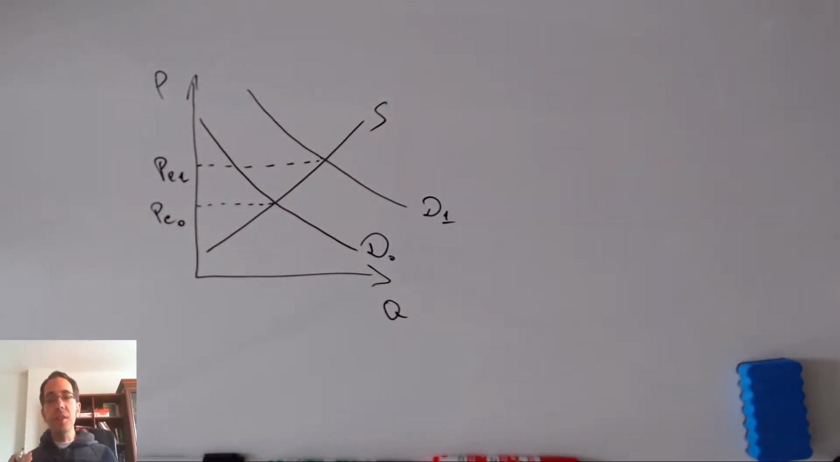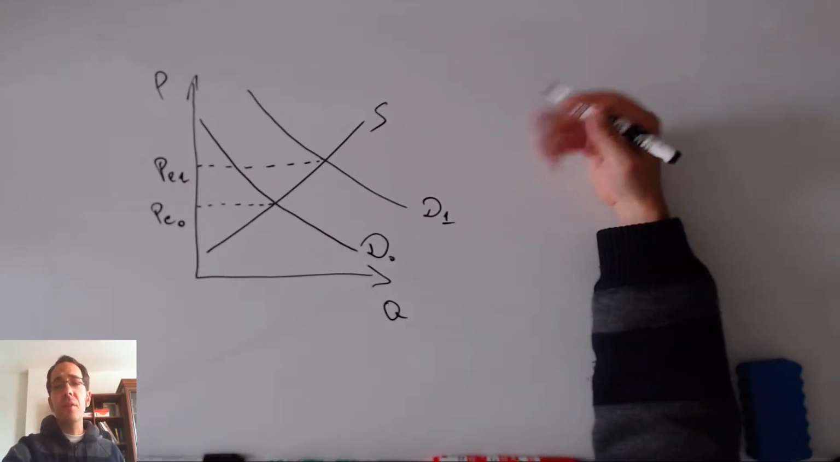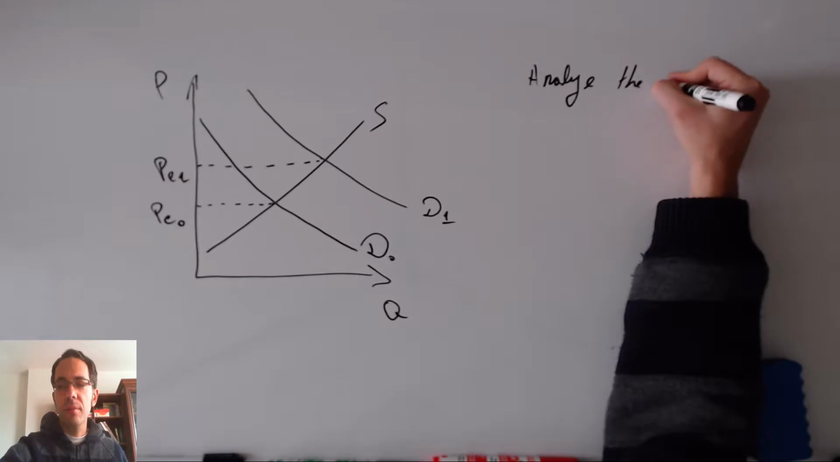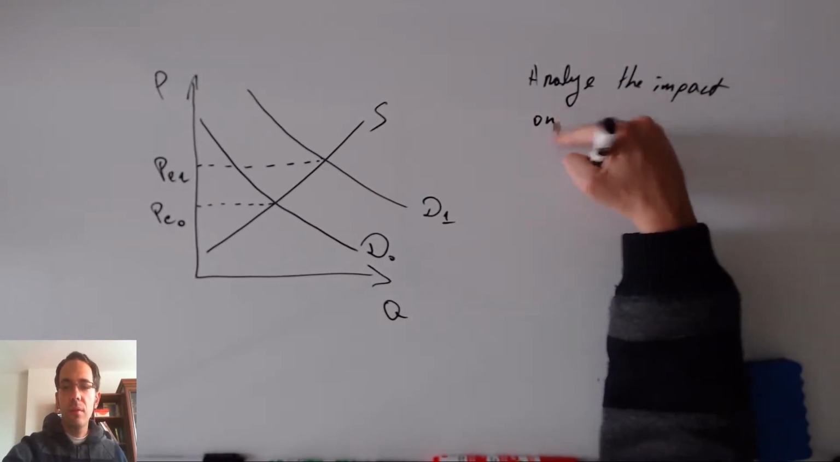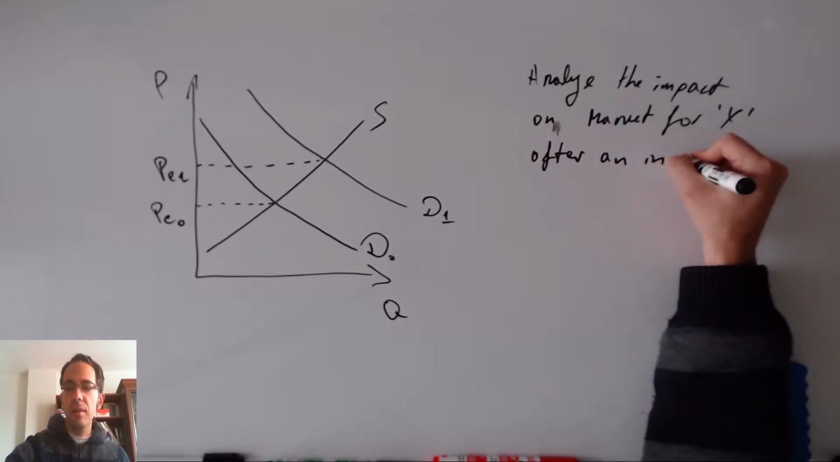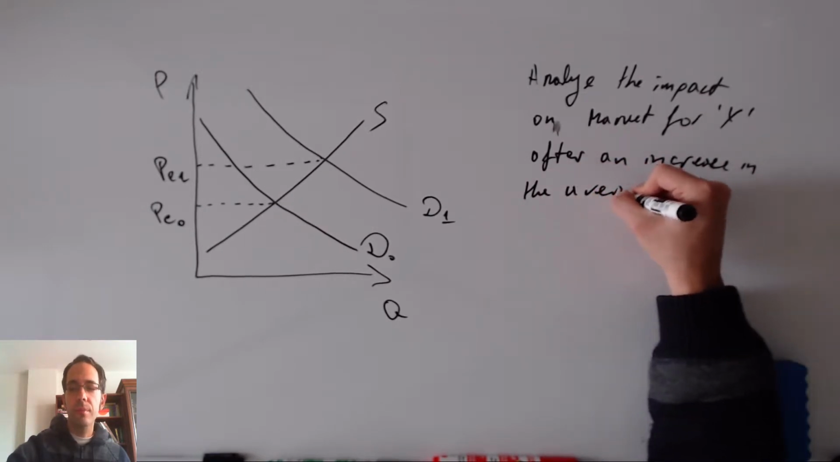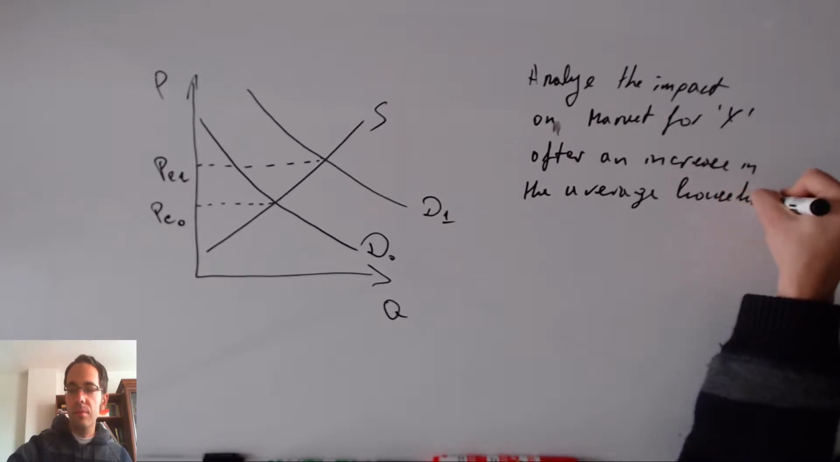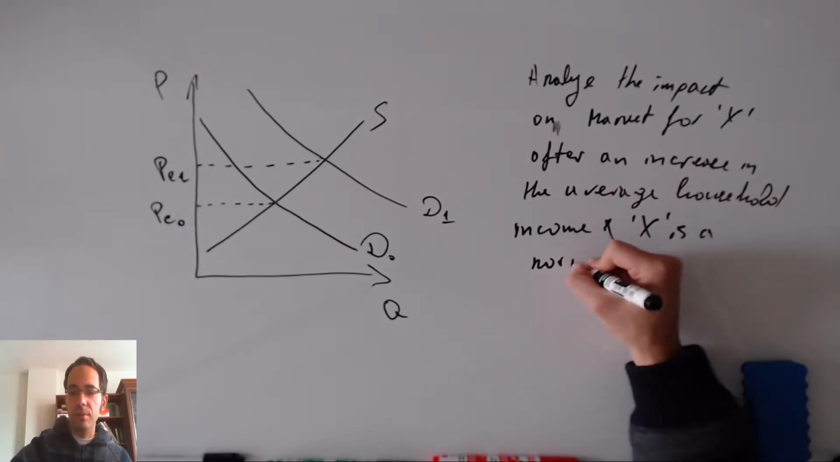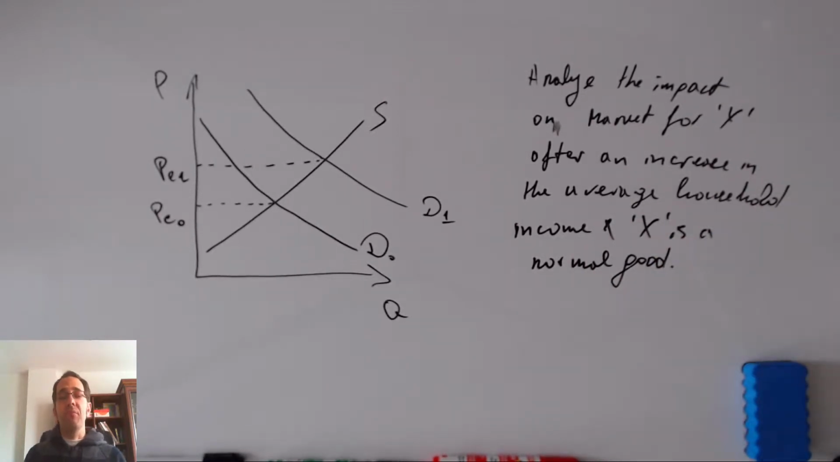And if the question is saying, analyze the impact on market for X after an increase in the average household income, and X is a normal good. That can be a simple question.